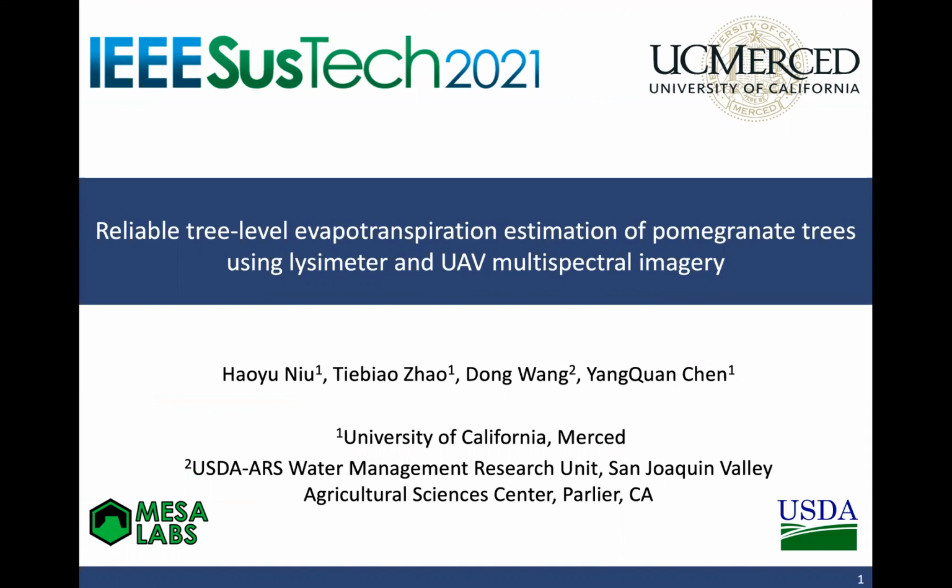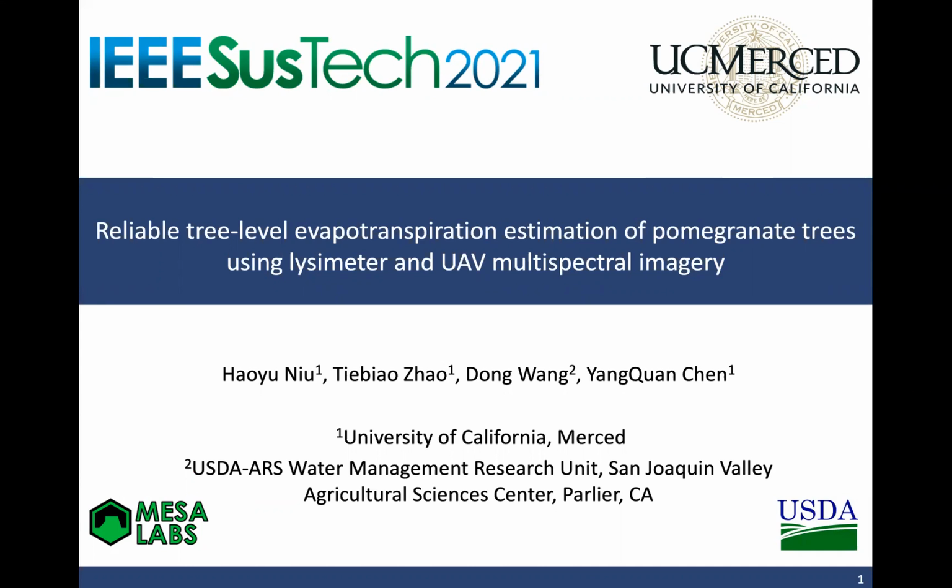My name is Haoyu. I'm a fourth year PhD student at the University of California, Merced, and my major is computer science. Today, my presentation is a reliable tree-level evapotranspiration estimation method for pomegranate trees by using lysimeter and UAV multispectral imagery. Before I start, I'd like to say thank you to my partner, Tiebiao, and Dr. Wang, and my PhD advisor, Professor Chen.